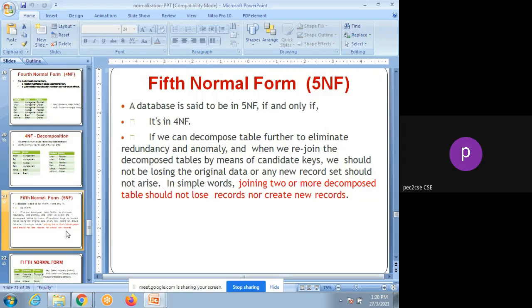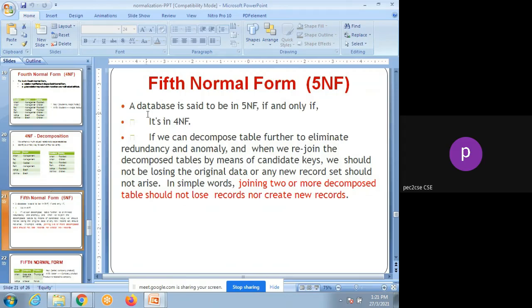Next, we are going to see about the fifth normal form. So what does the fifth normal form say? The fifth normal form says that the table should be in the fourth normal form, and it also says that it should preserve the join dependency. So whenever we decompose a table, and after some point if you rejoin the table, you should be able to get your original data. There should not be any extra data, and you should not lose any data. If that is the case, then you can say that it is in the fifth normal form.